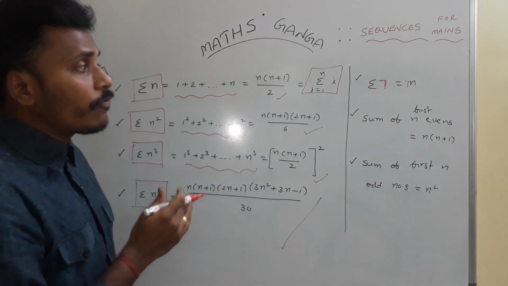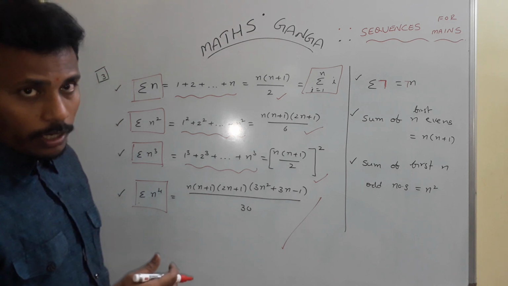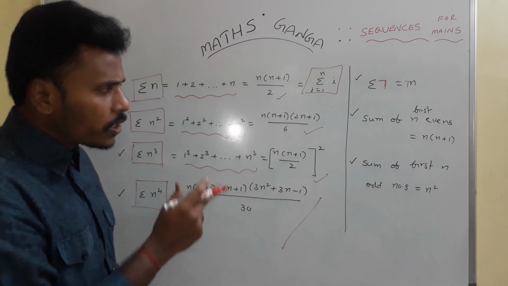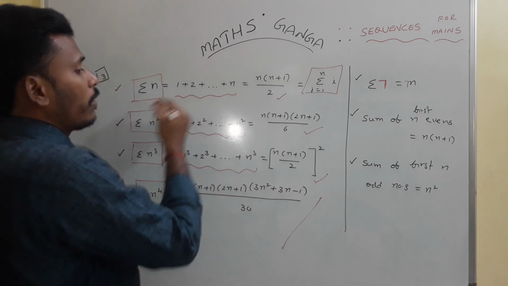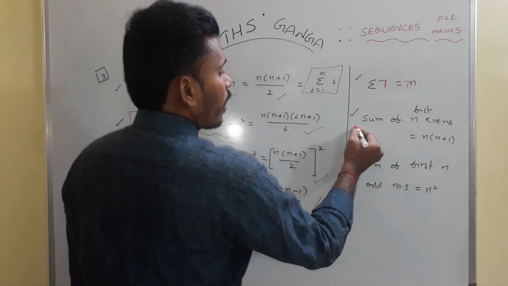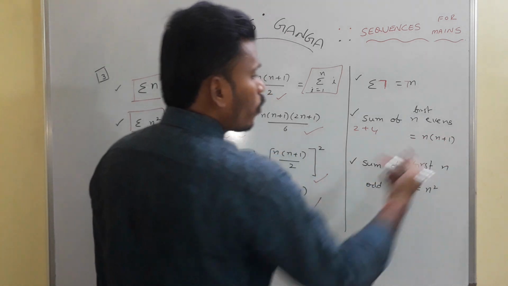And then the sum of the first n even natural numbers is n into n plus 1. If you add 2 even natural numbers, you just use 2 into 2 plus 1. For example, 2 even natural numbers like 2 and 4. What is 2 plus 4? 6 if you add. So replace n with 2, you will get 6.